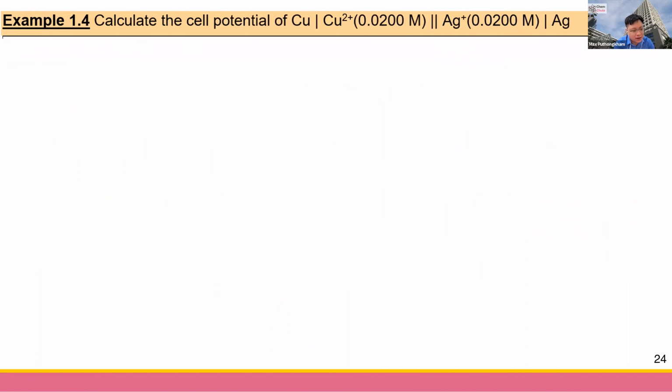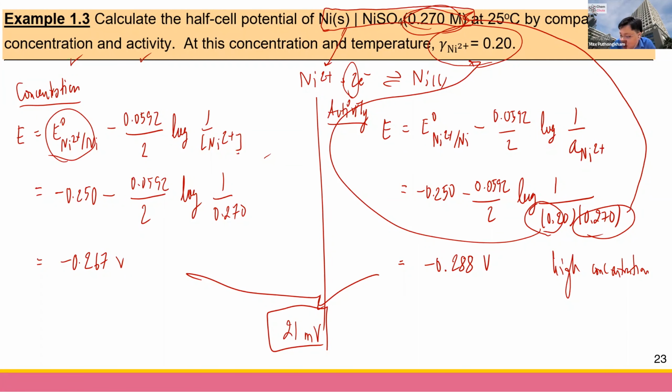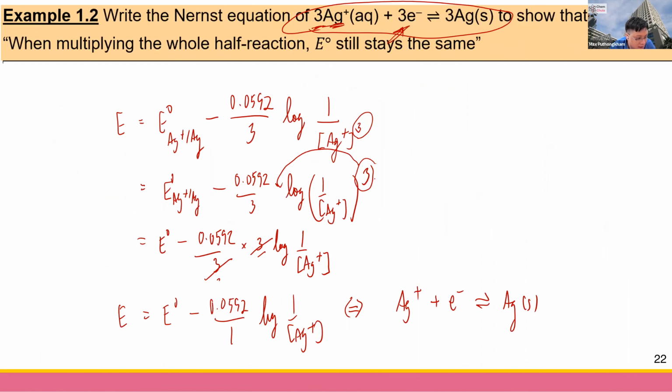Why, in question 1.2, is the reaction quotient 1 over silver to the third? Because we want to write the Nernst equation of this one: 3 silver ions plus 3 electrons, you get 3 silver. But here you see that the silver ion has a stoichiometric coefficient of 3, so you have to put 3 here, right? This is kind of like the equilibrium constant. It's the same form, so that's why you have to put the stoichiometric coefficient in the exponent. Does that answer your question?